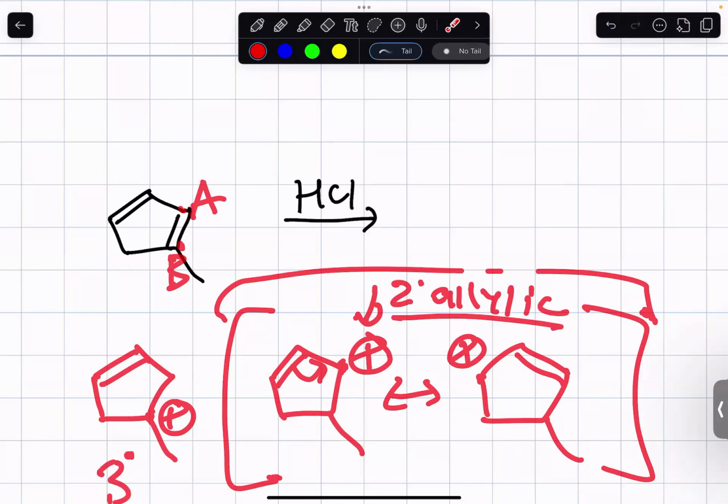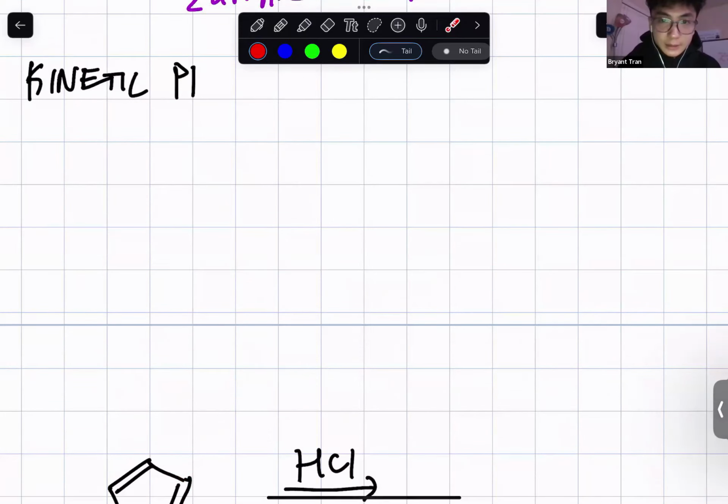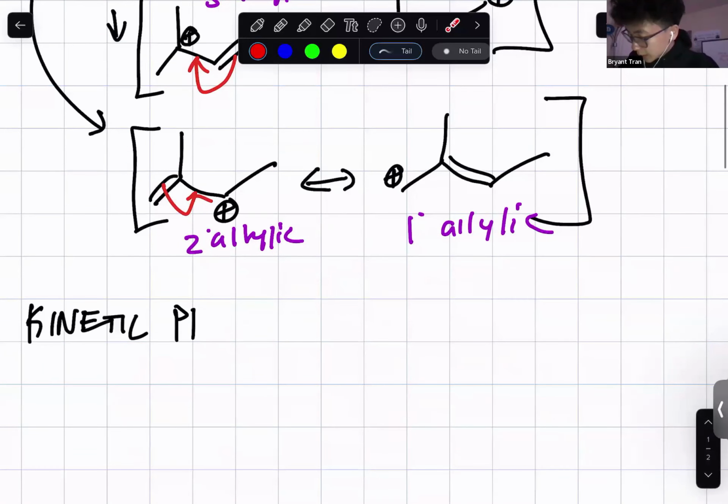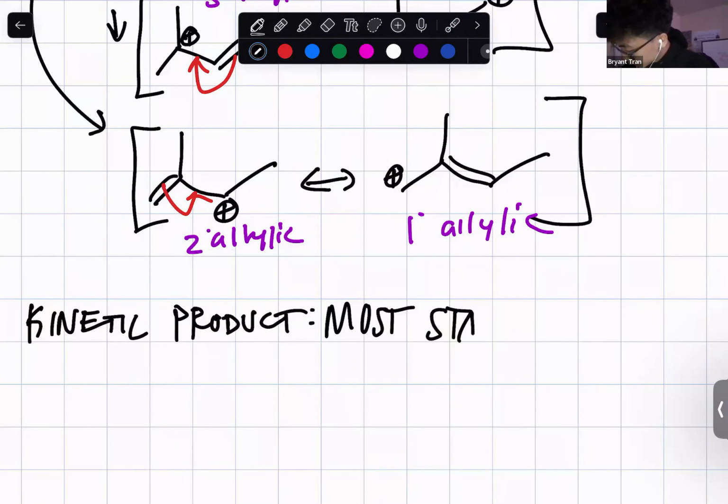So there's always a preference for the allylic versus any tertiary without the allylic, because the allylic allows for resonance, which is a stabilizing factor. Nice. So now the kinetic product is going to come from the most stable intermediate.